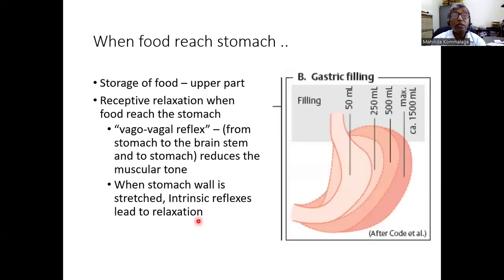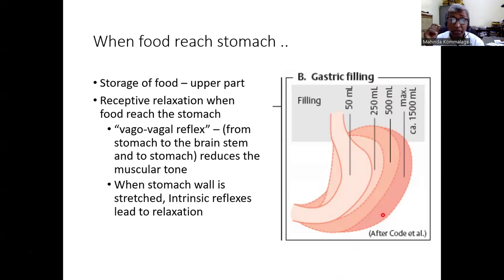Right. So, storage function. As I already explained, you can see the stomach is something like this when it is empty. Probably it's something like this, almost empty. But with the food, it can expand like this, right?